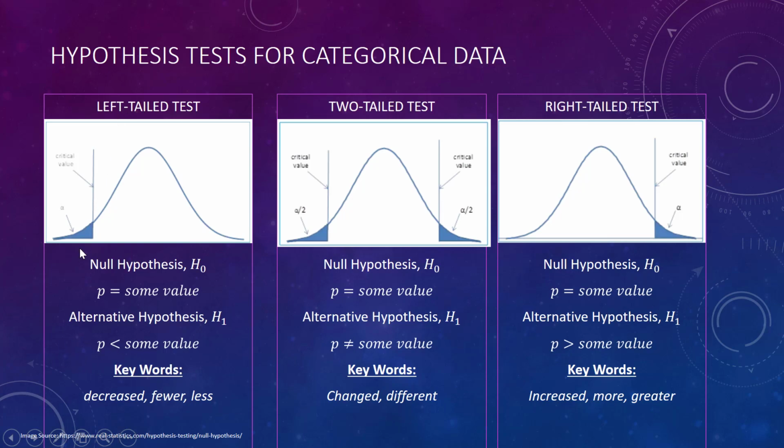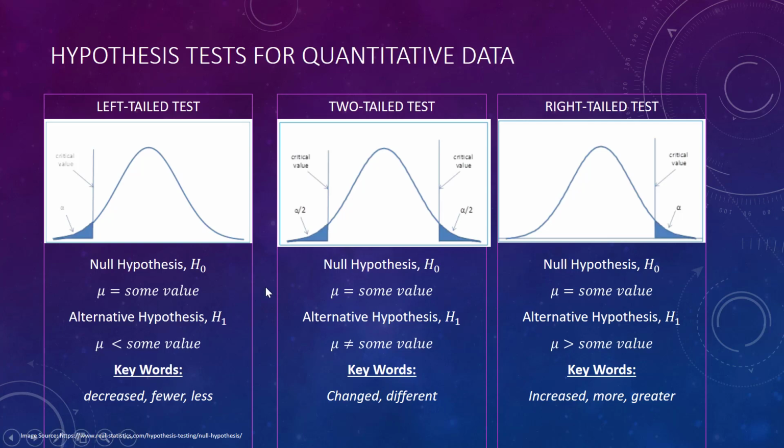In a left-tailed test, we'll have P is less than some value. In a two-tailed test, we'll have P is not equal to some value. And in a right-tailed test, we'll have P is greater than some value. What about quantitative data? What would those statements look like?